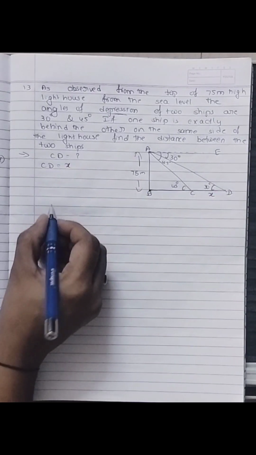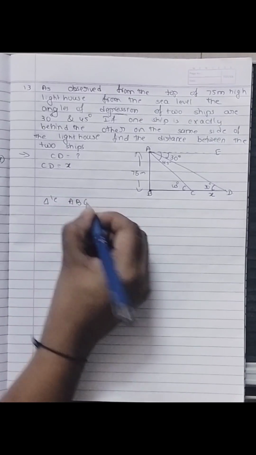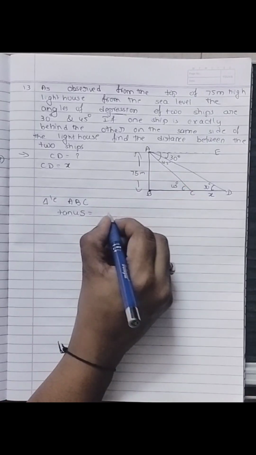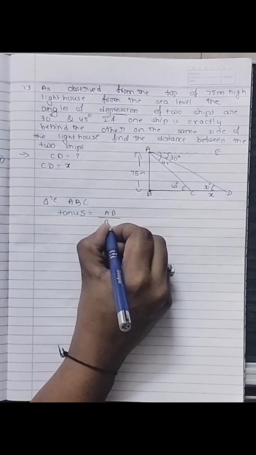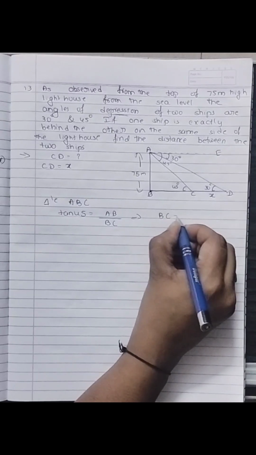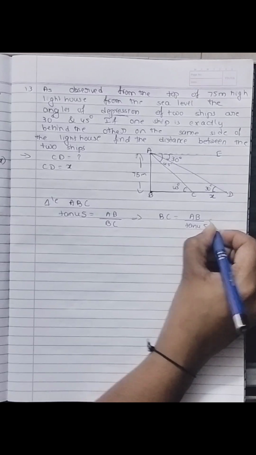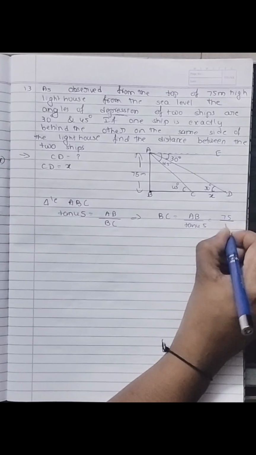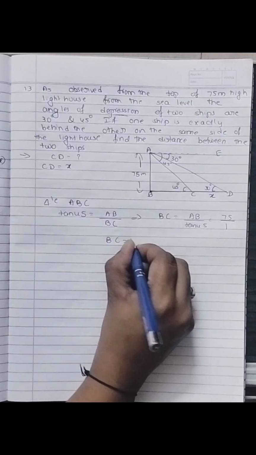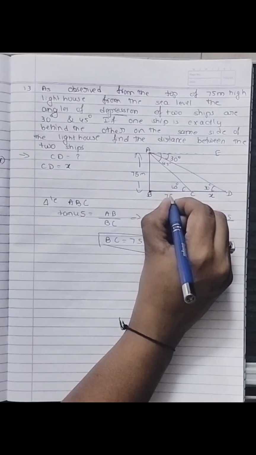So first consider triangle ABC. In ABC, if you apply the tan function, tan 45 will be AB by BC, right? Which implies we need BC here. So BC equals AB by tan 45. AB is known here as 75, and tan 45 we know is 1. So it implies BC is equal to 75 meter, right? So this is 75 meter.